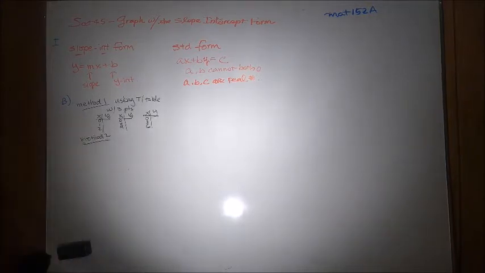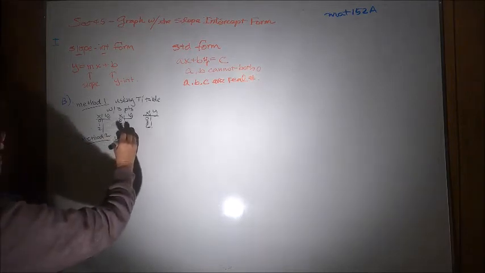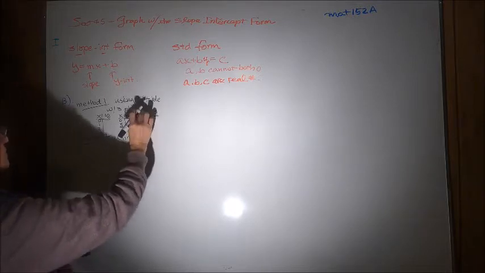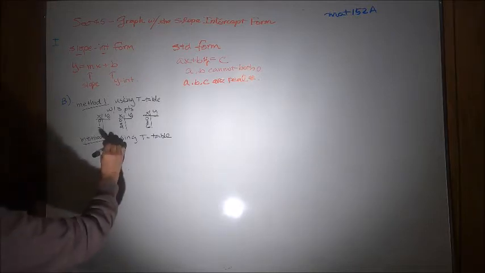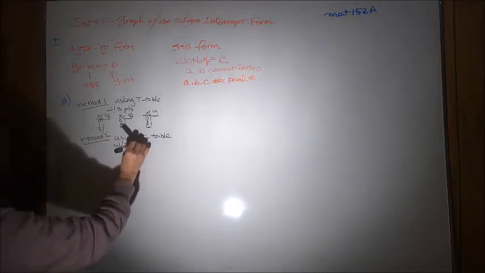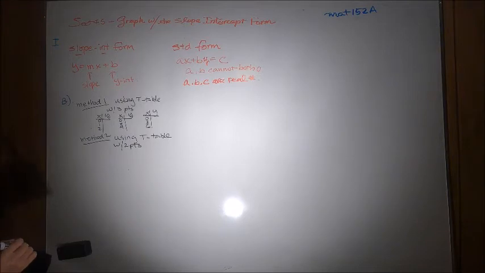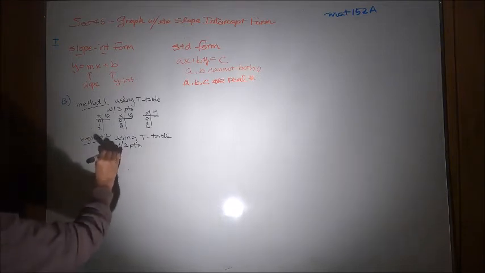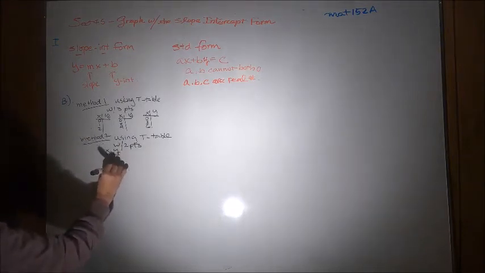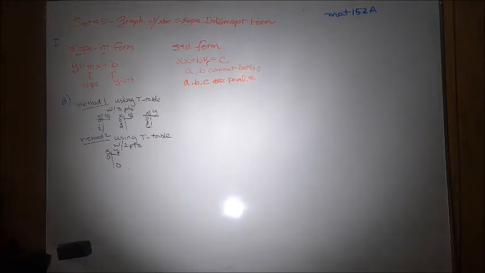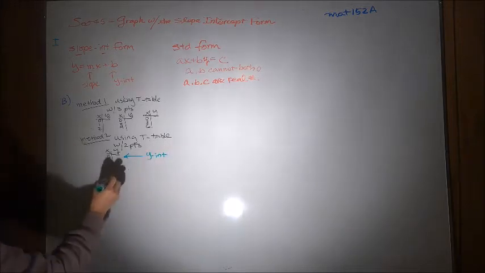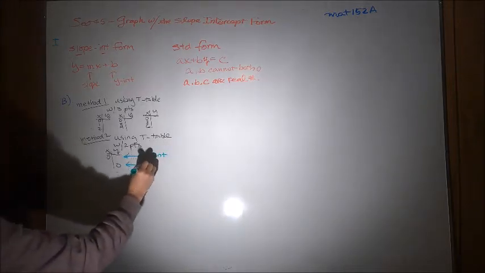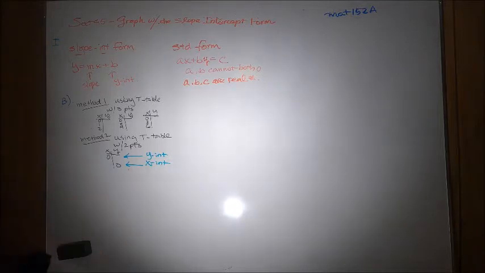Method 2 we learned was still using a t-table, with 2 points, but not any random 2 points. We use 0, 0. When x is 0, you have the y-intercept. When y is 0, you have the x-intercept, the opposite.